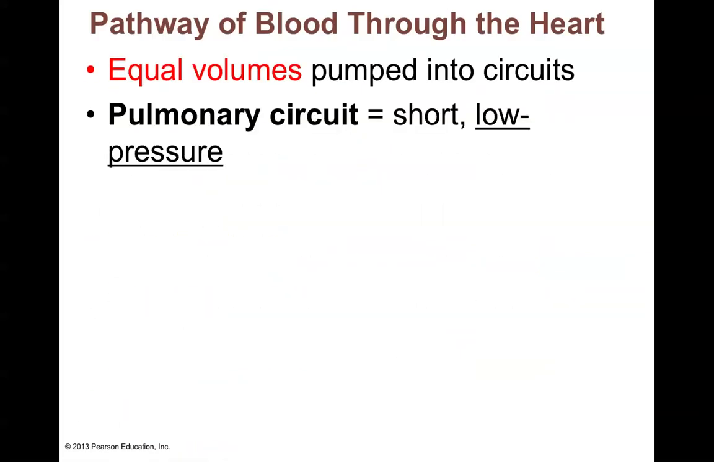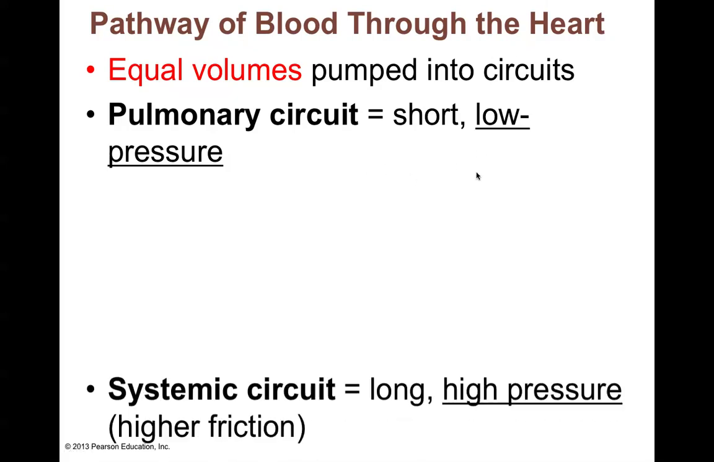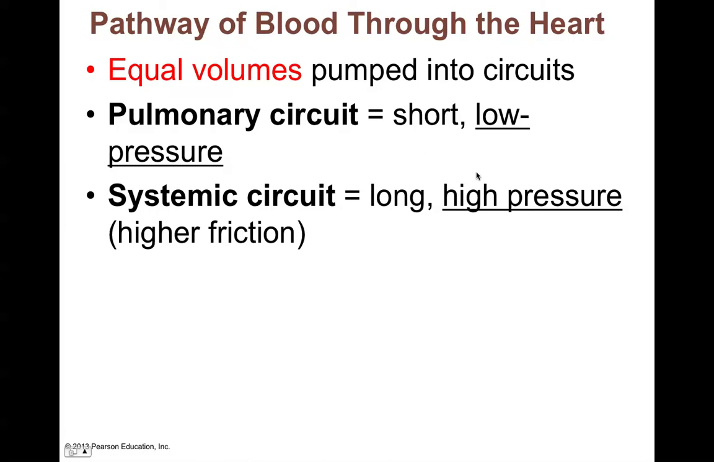So there's equal volumes of blood pumped into each of the circuits, but the pulmonary circuit is very short. It only has to go from the heart to the lungs, and it's very low pressure. Low pressure, that's important. You don't want to blow out the tiny vessels in your lungs. The systemic circuit, this is a long circuit. It has to go all the way out to all the body tissues. It's under high pressure. In other words, there's higher friction here, and it's coming from the left ventricle.